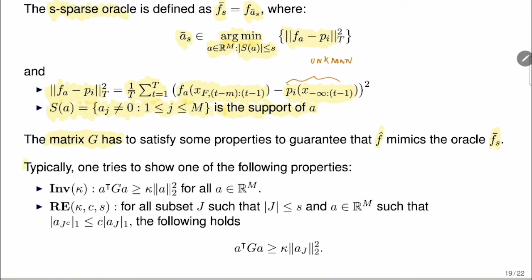And typically, one tries to show one of the following properties. Either you try to show that your matrix G satisfies what is called the Inf kappa property. So this says that a transpose G times a is larger or equal than kappa times the L2 norm squared of a, for all a in R^M. And this property is essentially saying that the smallest eigenvalue of the matrix G is kappa. Or one tries to show that a weaker property holds, called the RE(kappa, c, S) property. So this is the restricted eigenvalue property.